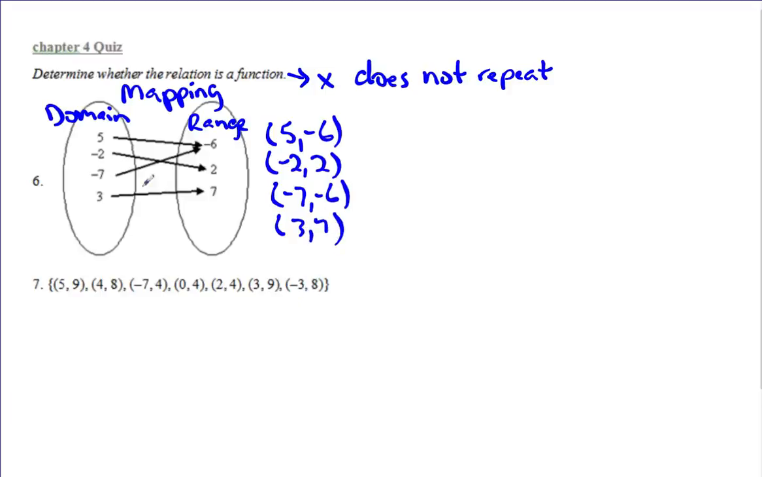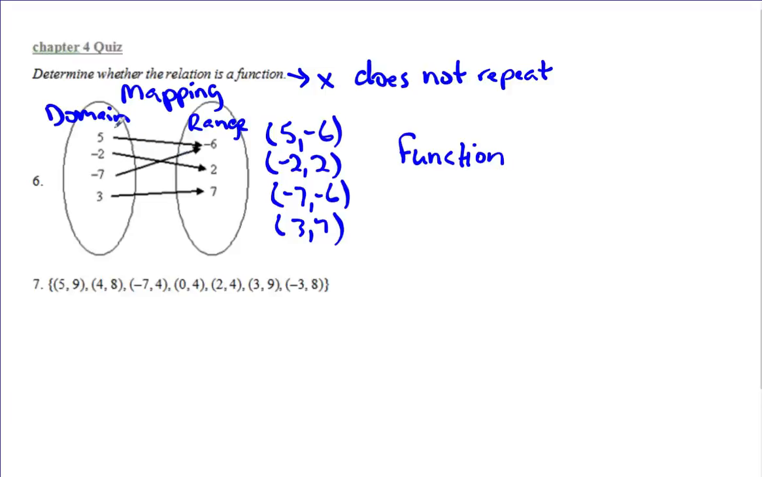Okay, so that's all of our points, and then we see, does x repeat? So 5, -2, -7, 3. No repeating there, so this is a function. Okay. So now, what would make this not a function? I think some people look at a mapping and they look at these numbers and they see, oh, well, these numbers don't repeat, it must be a function. But it's not about these numbers, it's about the arrows.